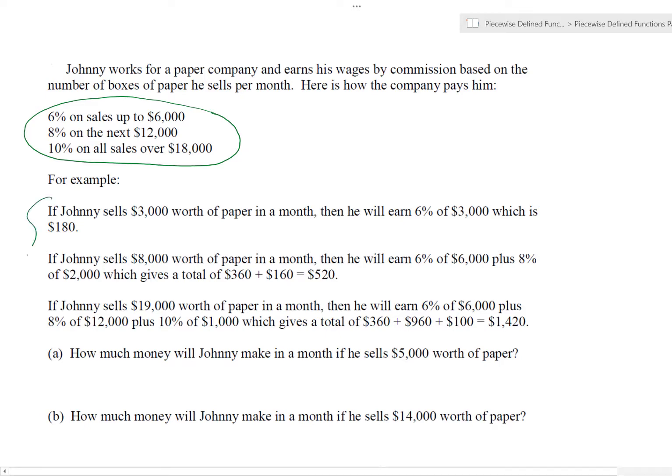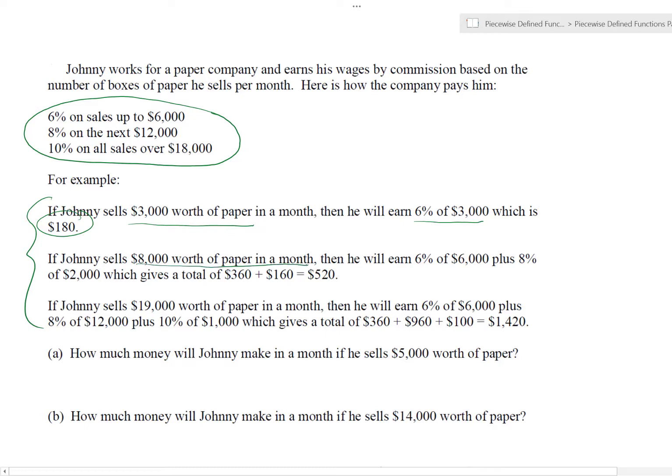So right here, it explains a couple of examples for different amounts of paper that Johnny here sells. For instance, if he sells $3,000 worth of paper in a month, then he's going to get 6% of the $3,000 because the $3,000 is less than the $6,000. So he's only getting 6% on that amount of money. That gives $180.